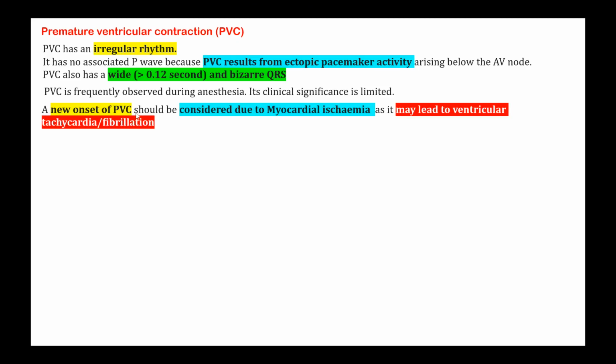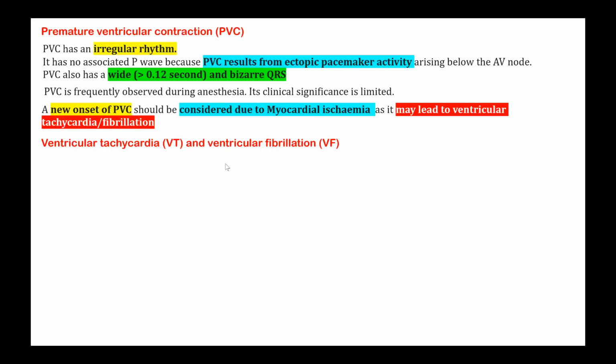A new onset PVC in an otherwise normal patient is different if the person is elderly and has had any previous history of coronary ischemic attack or coronary artery disease. Then you have to give credence to this new onset PVC, which may suddenly lead to ventricular tachycardia and fibrillation. But otherwise, in a young and healthy patient, ventricular premature beats do not have any significance.